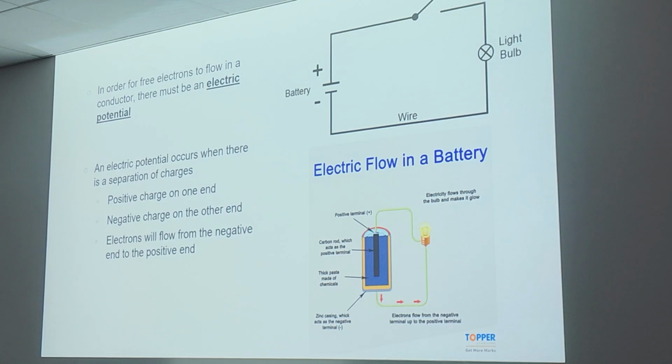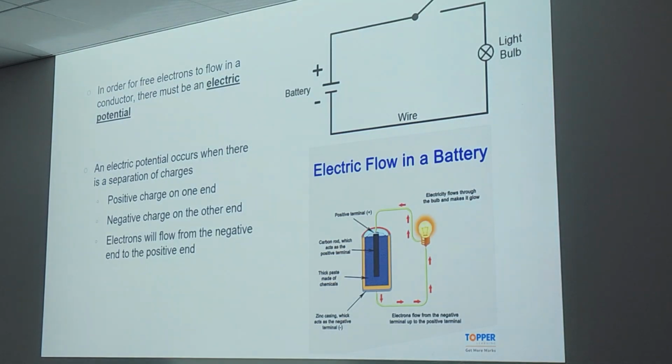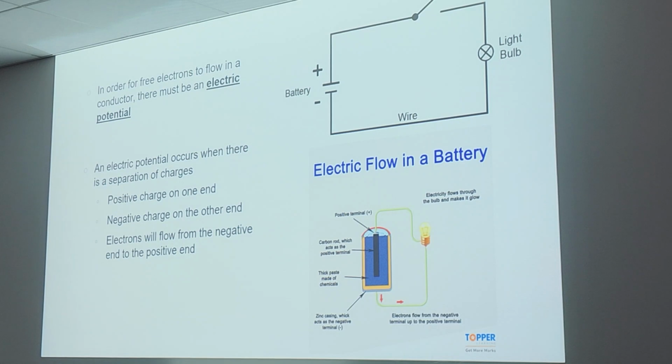So once that separation happens, what they do is travel from the negative side all the way through the circuit and come back to the positive. So it's like a constant flow of electrons, and that's how we get electricity. Are the electrons coming from the negative side or from the positive side? From the negative side. And they flow all the way back to positive.